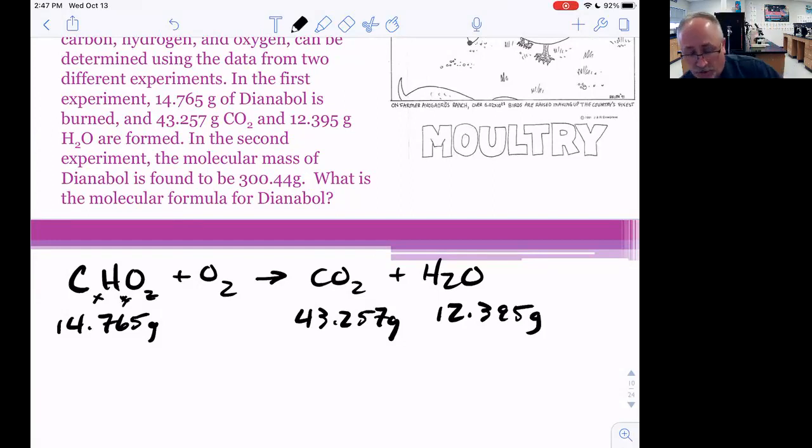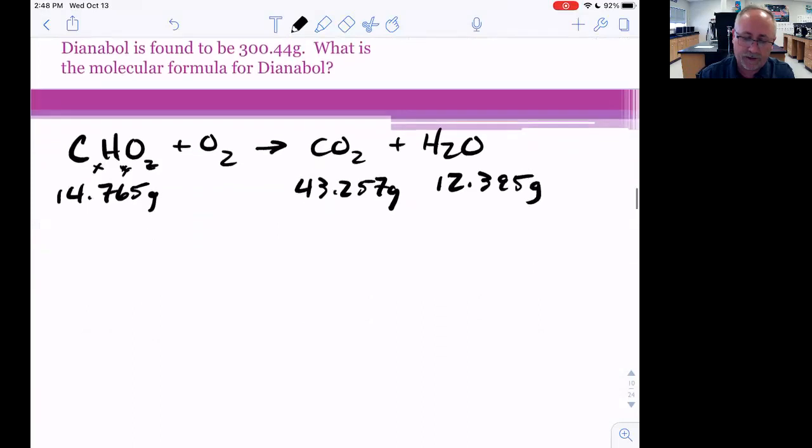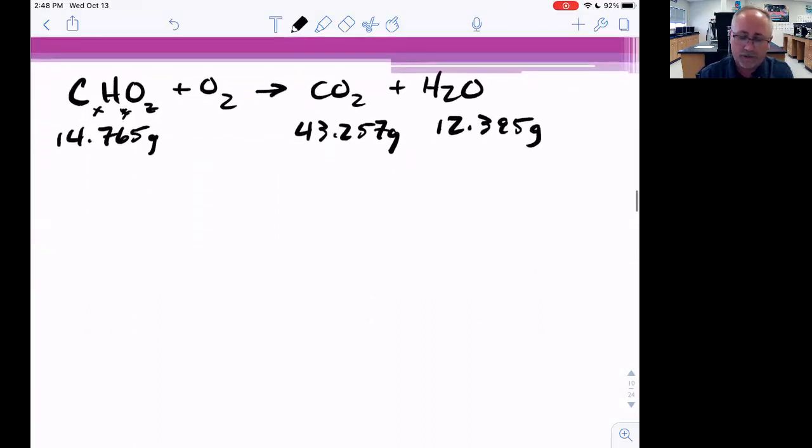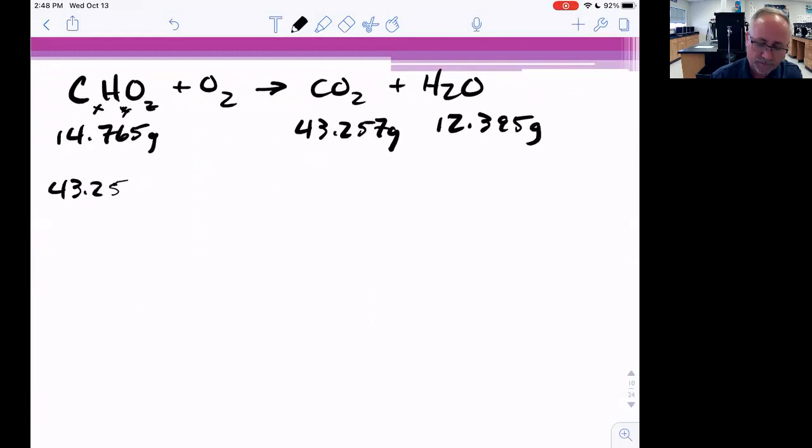Okay, so hopefully you did actually push pause again. But anyway, so I've got my same thing here. I've got what I'm starting with. What I'm going to do is I need to know the amount of carbon, hydrogen, and oxygen. To do that, I'm going to have to find the amount of carbon in the CO2, hydrogen in the water, and then subtract from my 14.765 to find how much of it left over is actually the oxygen. All right, so let's start. 43.257 grams CO2.